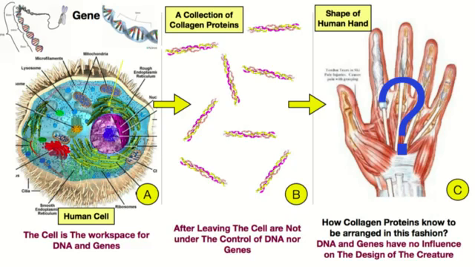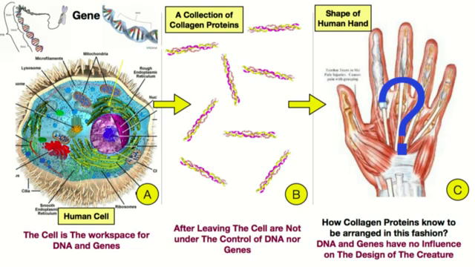On the left we have the cell, which is the workspace of genes and DNA, meaning that genes and DNA can only work within the cell. And when the DNA is read, proteins are produced and they're excreted outside of the cell. Let's take the collagen protein as an example. As you can see in the middle, we have millions and millions of collagen proteins outside of the cell, and they are no longer under the control of the genes and DNA.